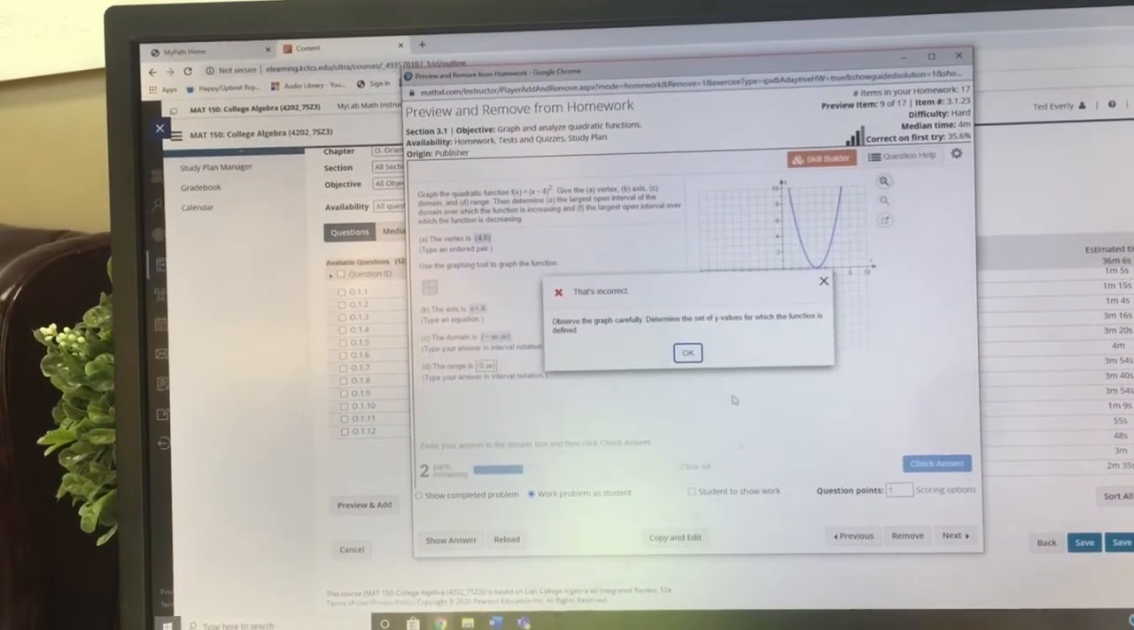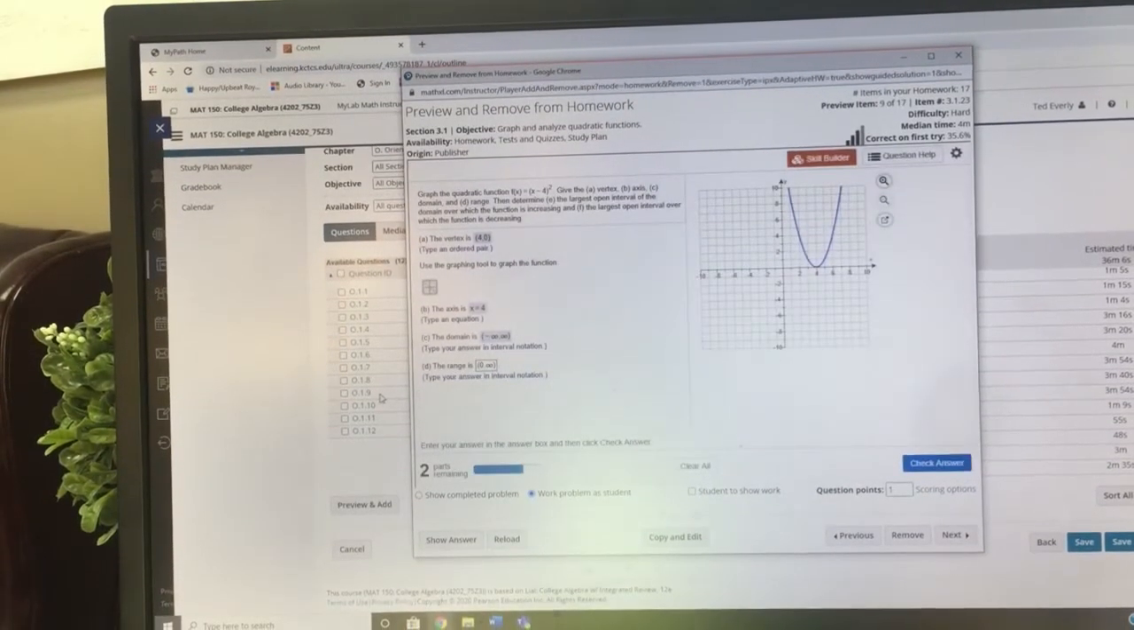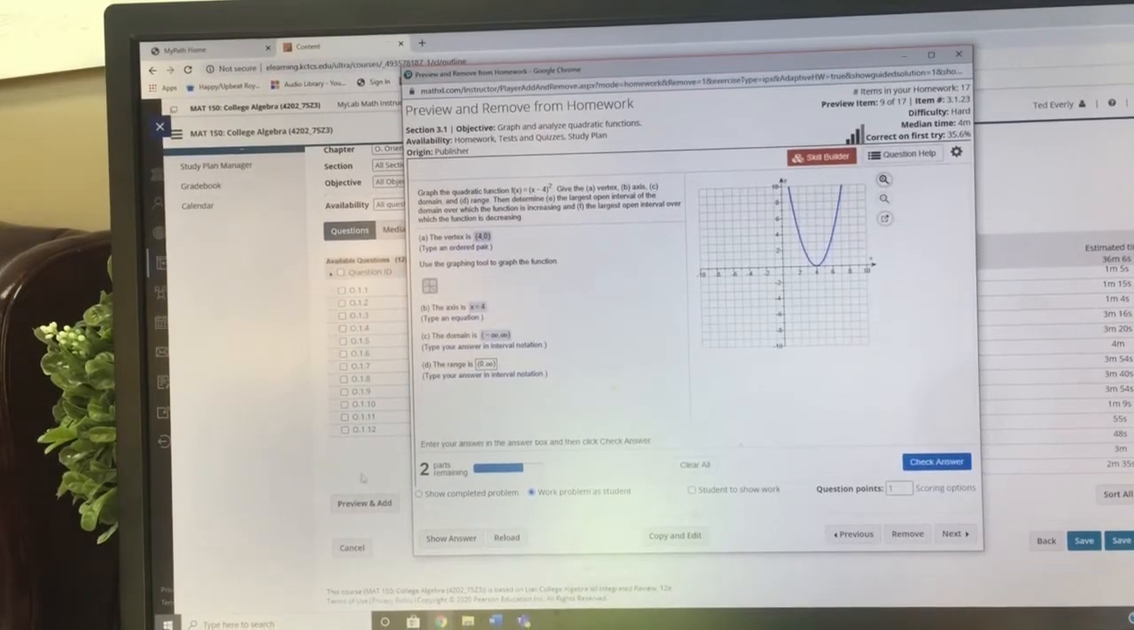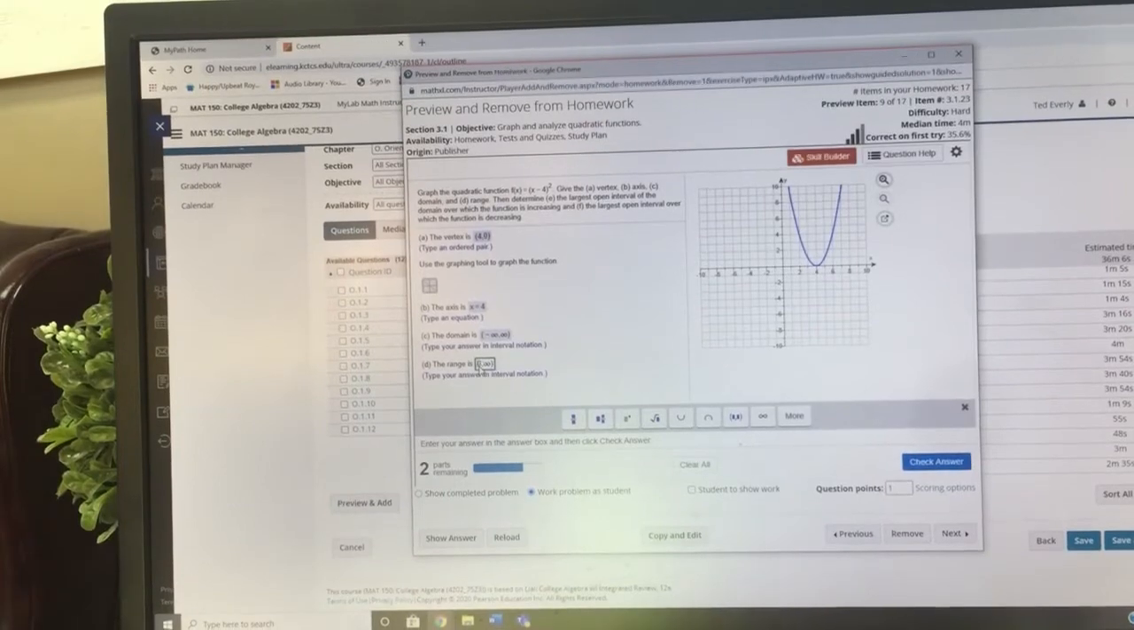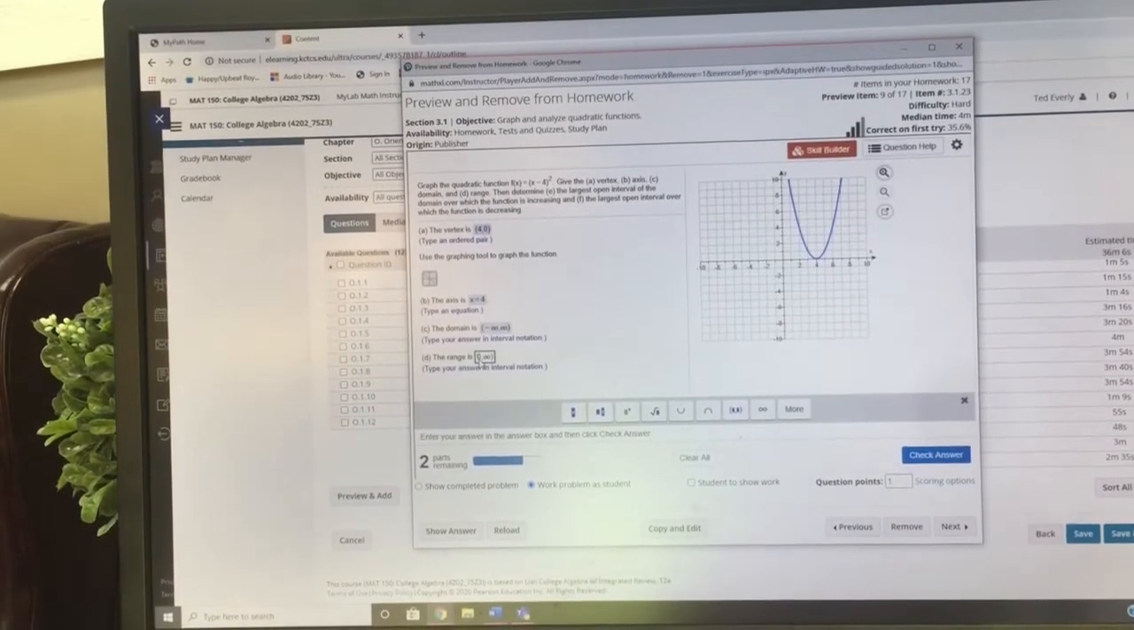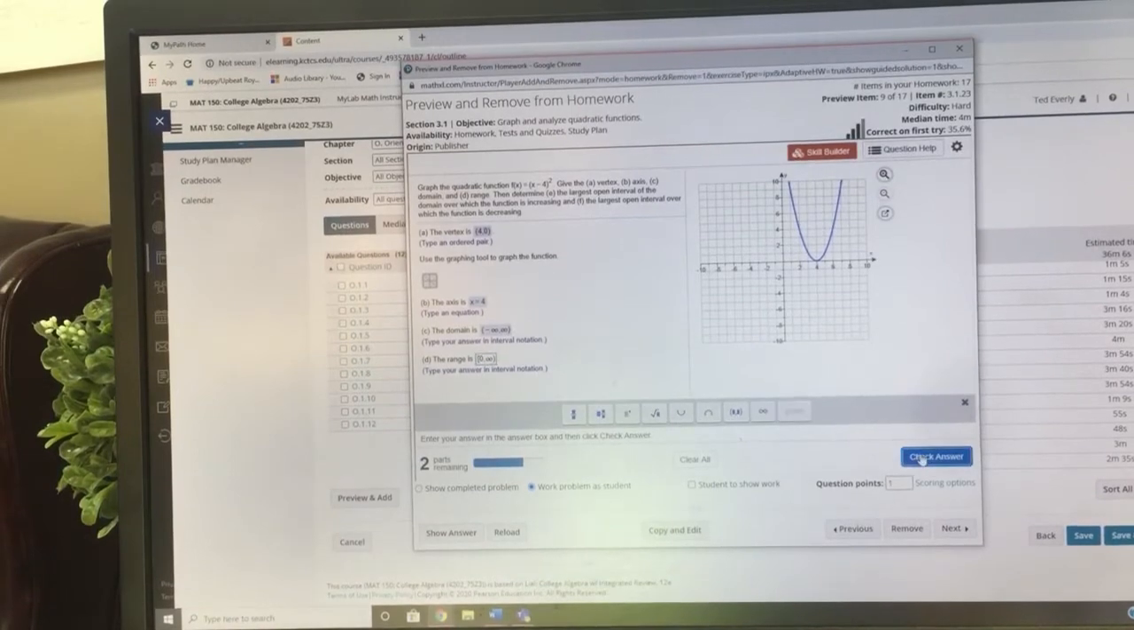Oh, I didn't put a bracket on there. I was going too quick. This should be a bracket because it does include 0, so I put a bracket there.